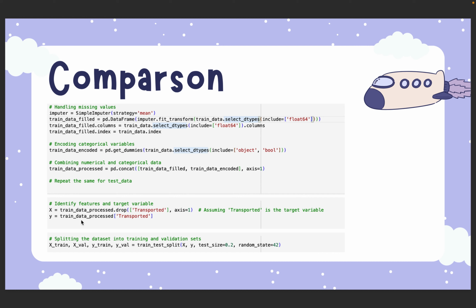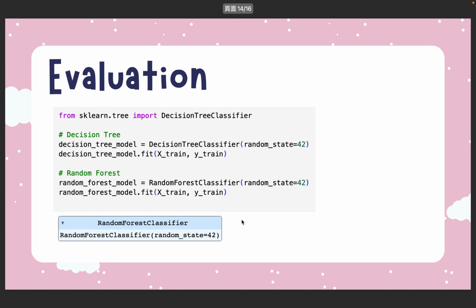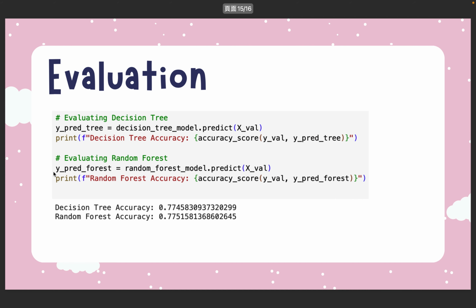Then we'll identify the features and target variables. So we assume the transport is the target variable. Then split the data set into training and validation sets. And next is just put it into 2 parts. First is the decision tree model, and next is the random forest model. Then we evaluate both of them, then we can get the accuracy of both.